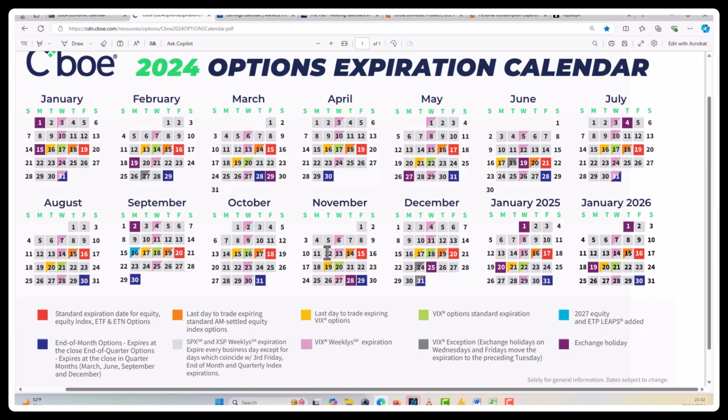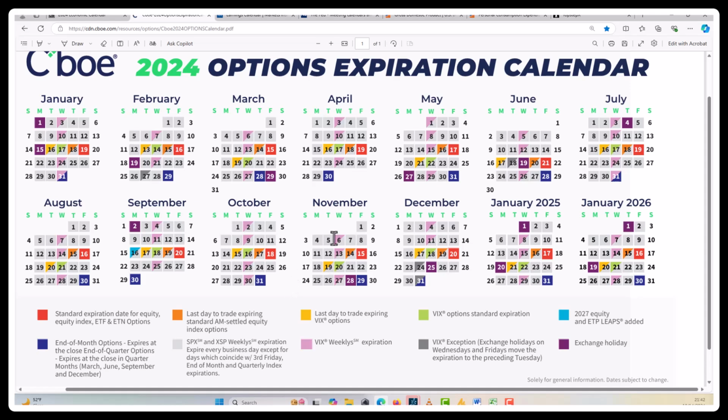So basically for this month, after the CPI last week, we don't have much high impact news for the rest of the month.